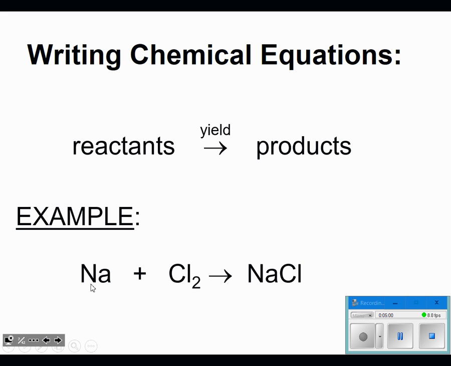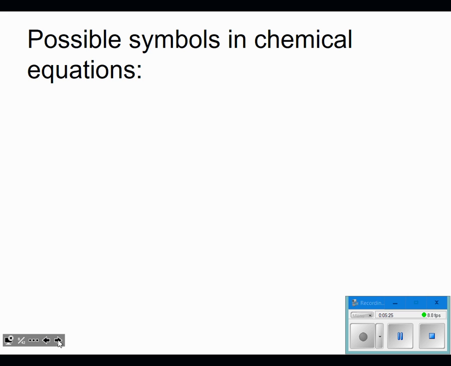The single sodium and the diatomic chlorine will be our reactants, and then our sodium chloride, which is an ionic compound, is going to be our product. Okay, so that's just an example of if I said, what is this, you would be able to say what the reactants and products were.